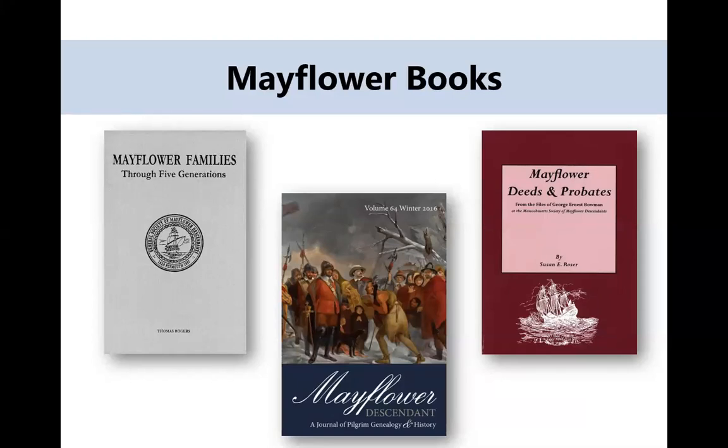This makes it quite useful for those of you who had a sister or brother ancestor who married a Mayflower passenger, but you do not have a direct line back to the passenger. Now, the Mayflower Deeds and Probates is similarly useful because it includes deeds and records for the allied families, not just the Mayflower families.